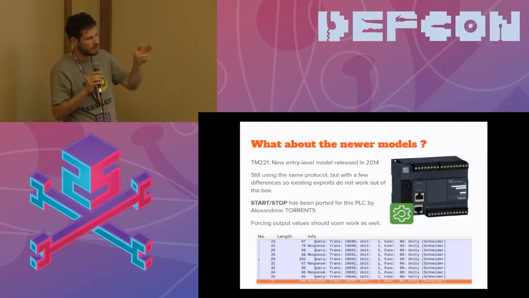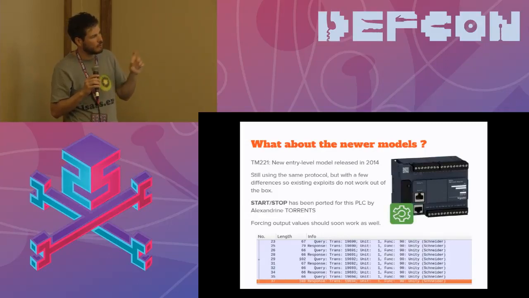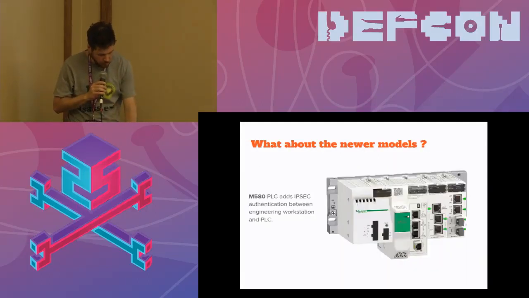So even the PLCs released 2 years ago, even if we know that there has been no authentication on admin actions for almost 10 years, the new PLCs still have the same problem. However, the exploits do not work out of the box. You actually have to perform some kind of modification, change some offsets. So it's vulnerable, but you cannot prove it at the moment. One of my colleagues, Alexandrine, already ported some modifications to the Metasploit module, so you can now start and stop those devices without any kind of authentication directly from Metasploit. So that was 3 years ago.